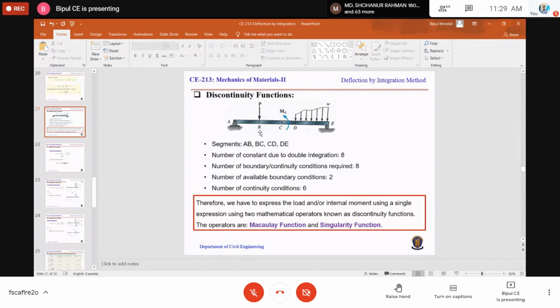Okay, and x means the distance from the origin to anywhere in the beam. x may be here, here, anywhere in the beam. But A is fixed. For this force, A is this distance. For this force, A is this distance. And for this distributed force, A is the distance from the origin to the starting point of the distributed load.